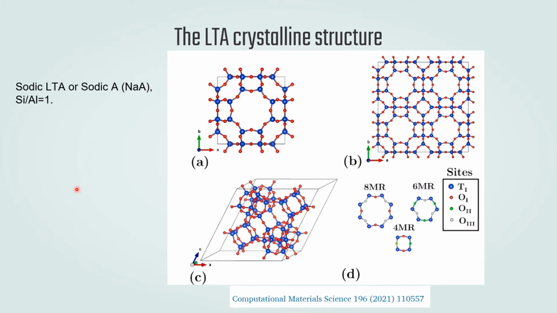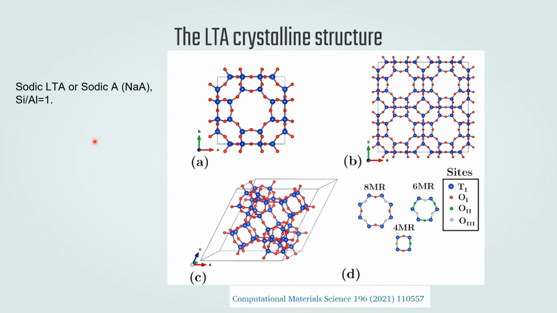The most commonly synthesized LTA zeolite is called sodic LTA or sodic A and has a silicon-aluminum ratio equal to 1. Particularly in this work, we are interested in evaluating the Löwensteinian and non-Löwensteinian configurations for the sodic A zeolite.